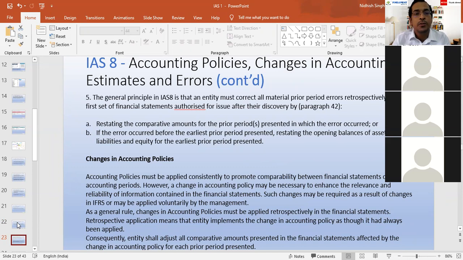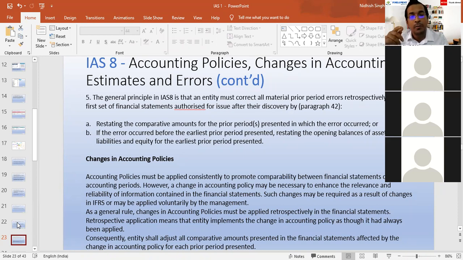Okay. So the general principle in IAS 8 is that an entity must correct all material prior period errors retrospectively, by restating the comparative amounts for the prior periods presented in which the error occurred. So on point A, I think we agree that we are going to make the changes in the prior period. Of course, the idea here is that when it is not forced by the accounting standard, then of course we have exemptions.